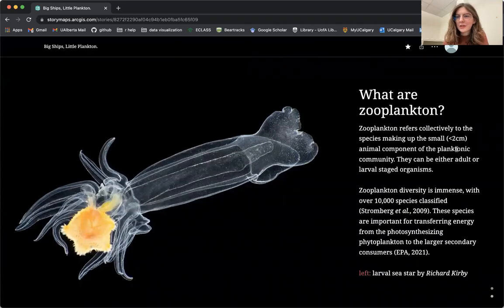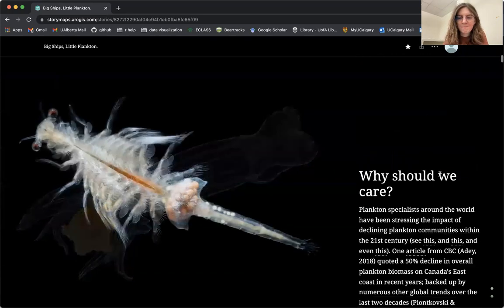So we all know what zooplankton are. They refer collectively to the species that make up the small animal component of the planktonic community. So they can either be adults or larval staged organisms. Basically, they're just really important for transferring energy between the photosynthesizing phytoplankton to the larger secondary consumers.